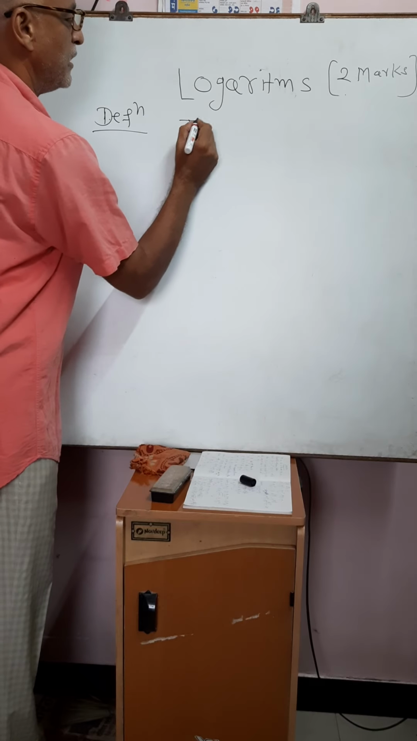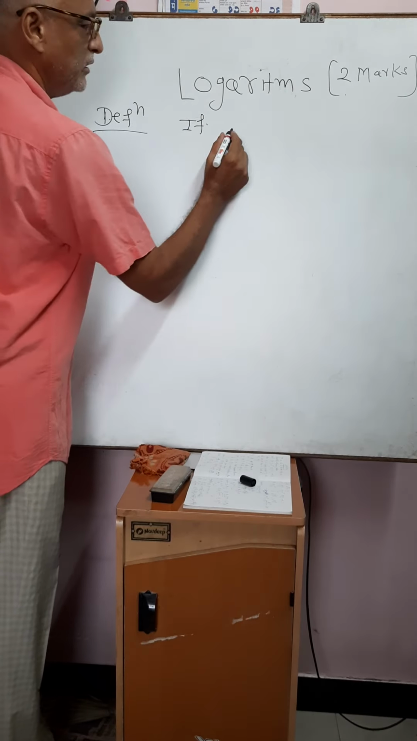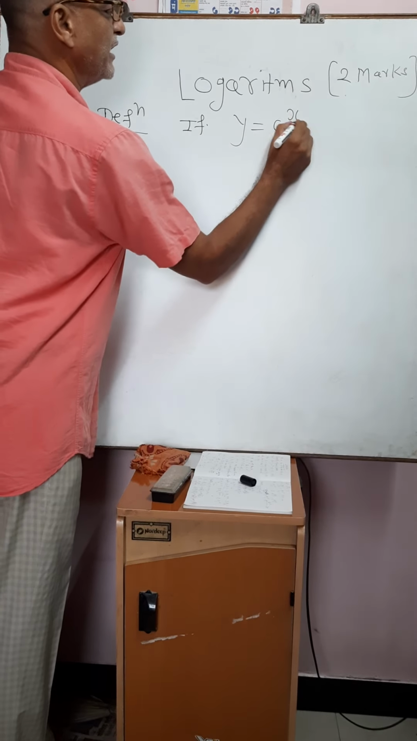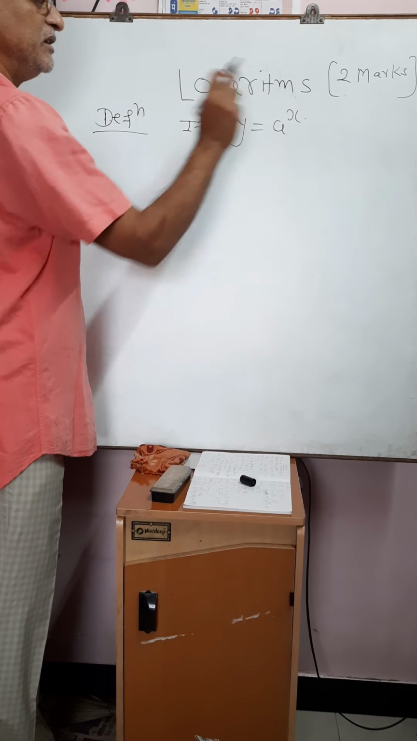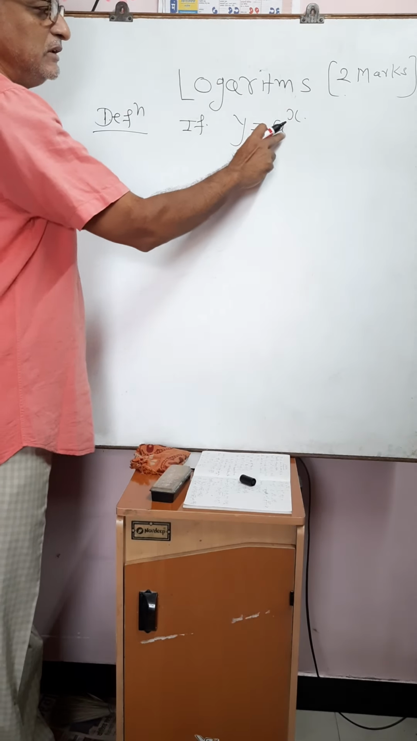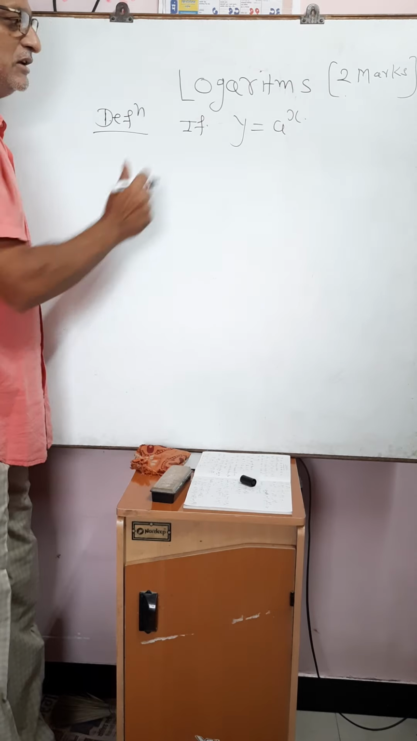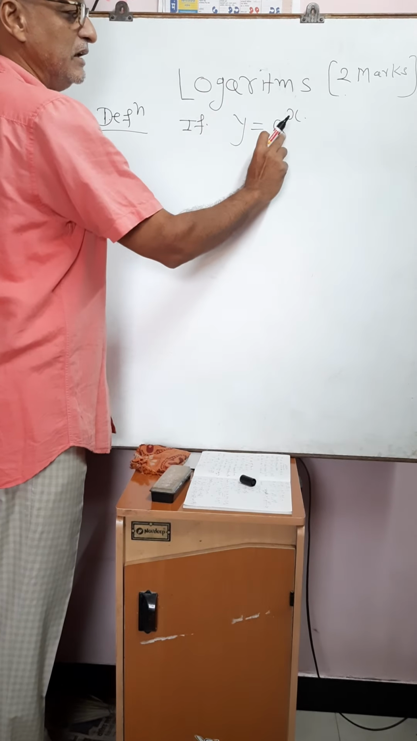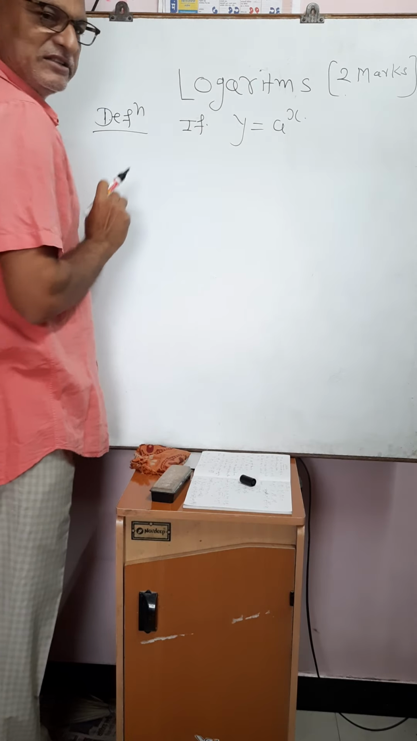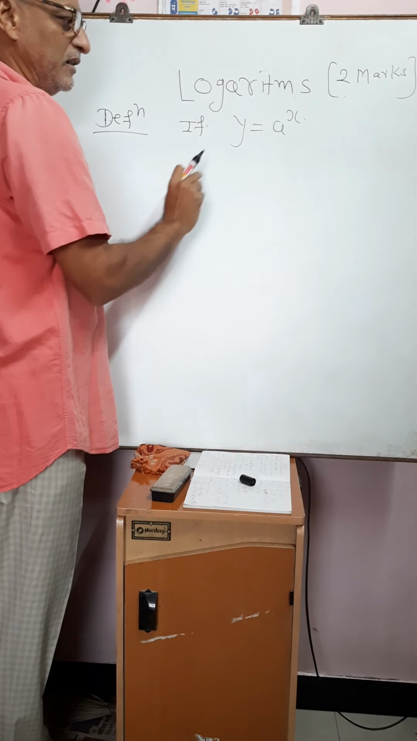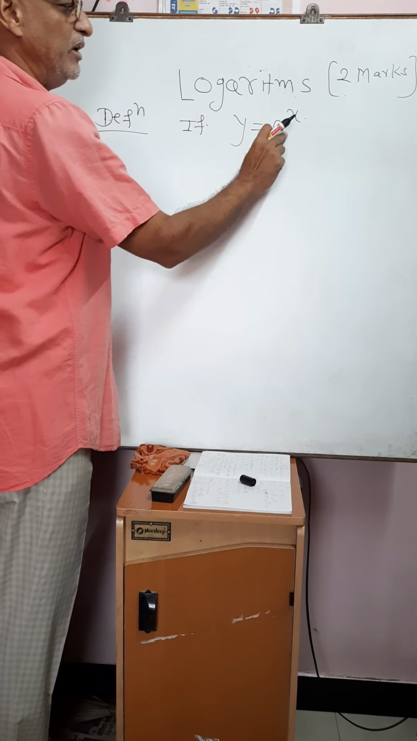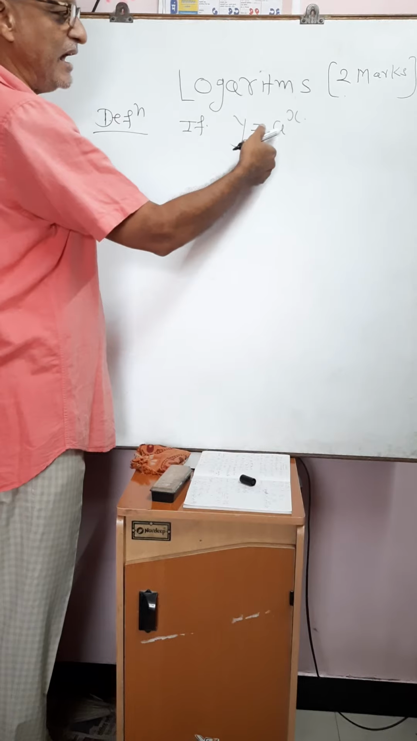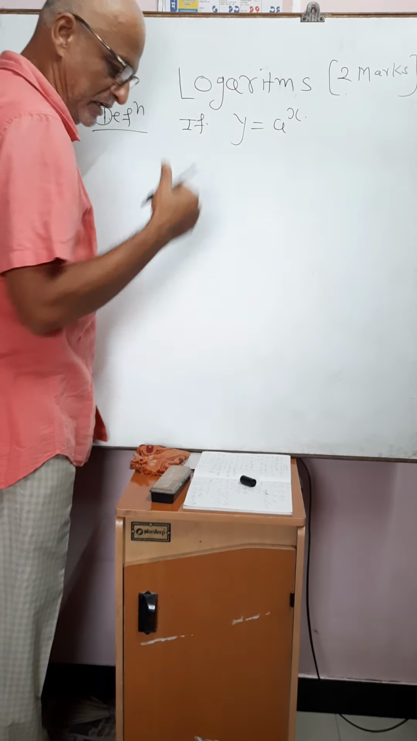If y is equals to a raised to x. We all learned this type of equation in our indices. Y is equals to a raised to x. Now in this y equals to a raised to x, a is the base and x is the index. I repeat again, in the topic of indices we call a as base and x as the index.